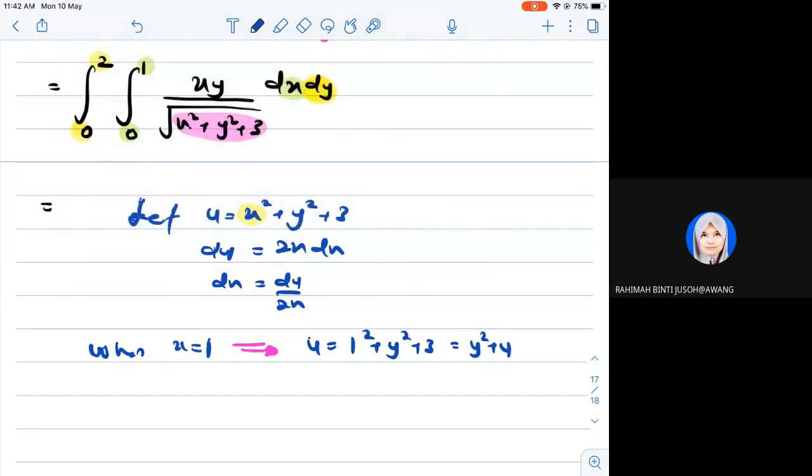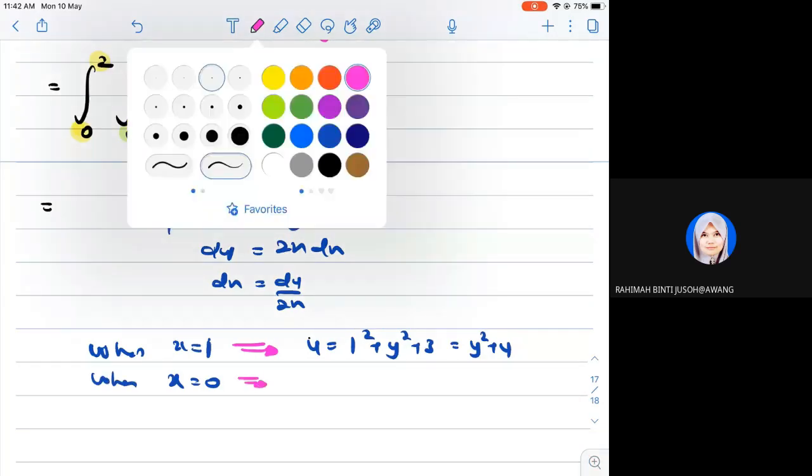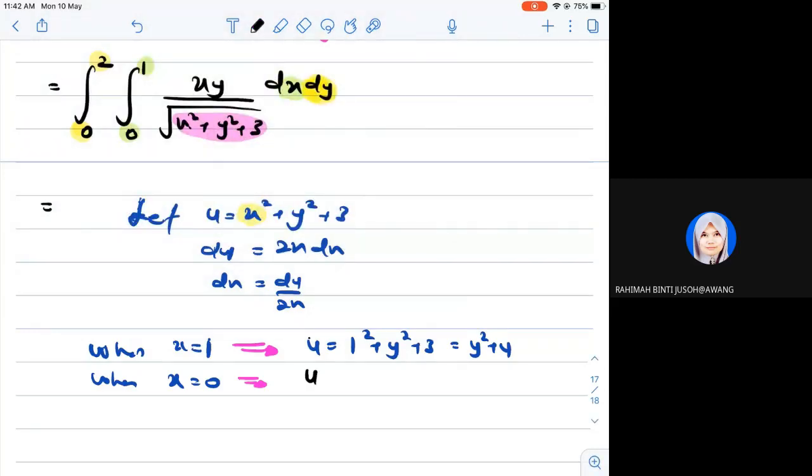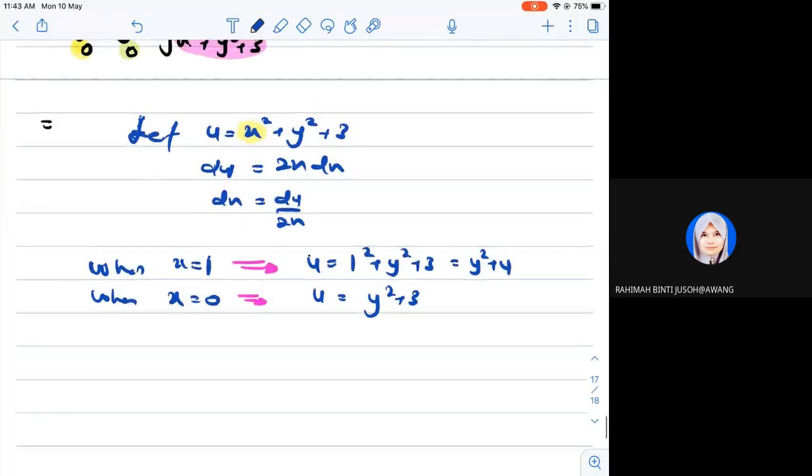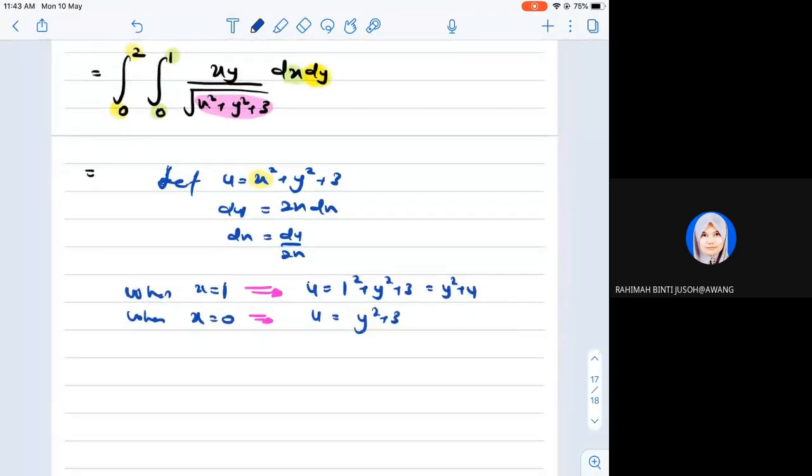Okay, now when x equals to 0, so the limit change into u equals to, kalau 0 dia jadi y squared plus 3 lah. Like that. Okay, so now kita nak gantikan dalam kita punya yang asal ni, substitution kita ni.